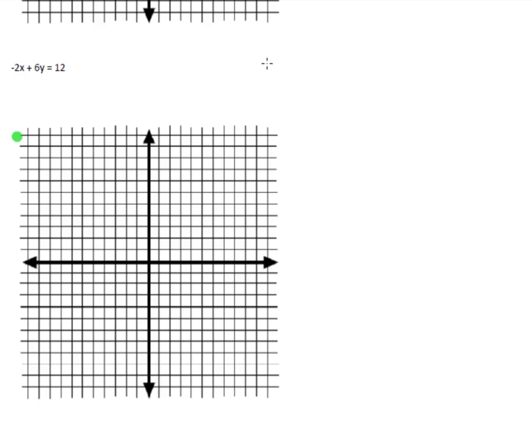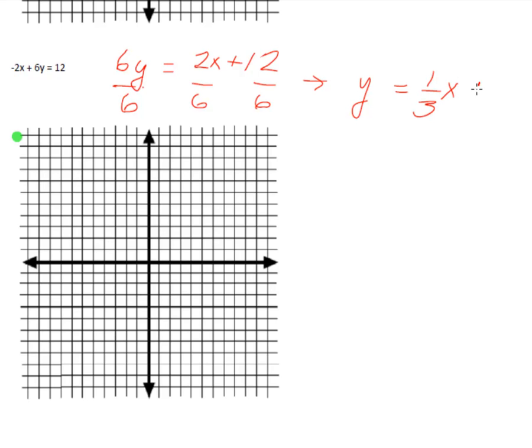Okay, we're to the next example, which is the equation negative 2x plus 6y equals 12. Again, we're going to add positive 2x to both sides to solve for y, to isolate that y. We're going to have to divide by 6 so that we can get y by itself. And 2 over 6 here reduces to the fraction 1/3 x. And 12 divided by 6 is 2. So there's our equation solved for y.